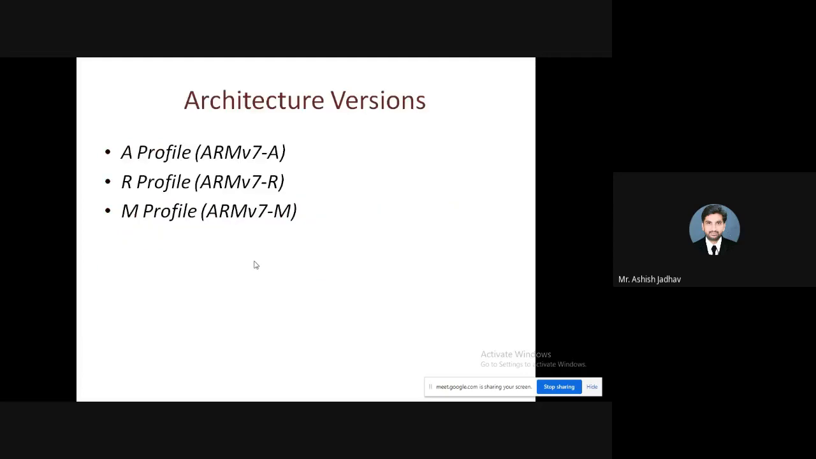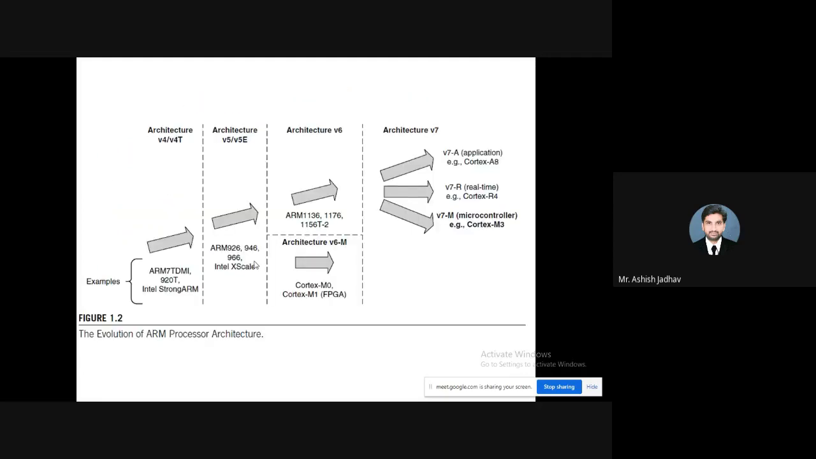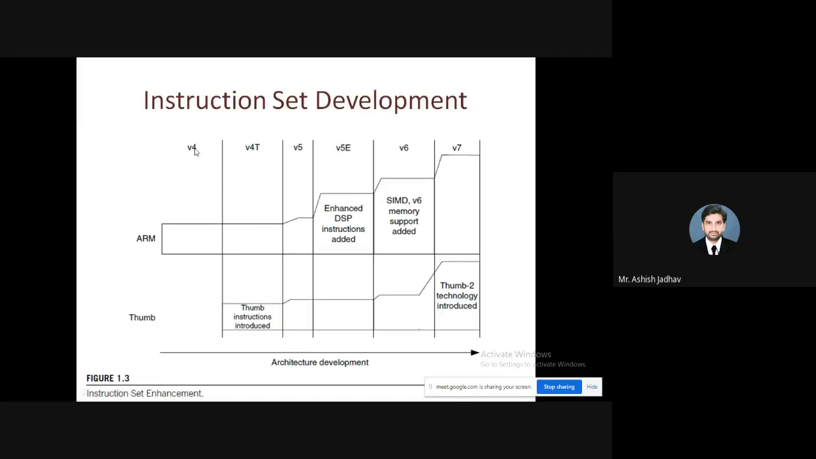Right, just now I talked about this. Okay, this is how the instruction evolution has happened. First, version 4 and version 4T came into existence. Then version 5 and version 5E came into existence. Architecture version 6 came into existence, and then V7. So the clear difference between those architectures can be visualized here.